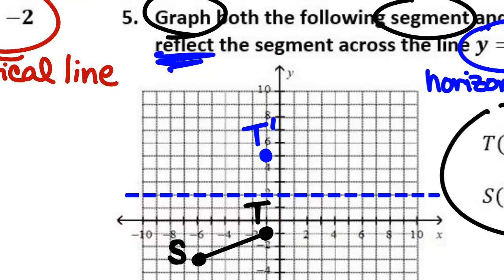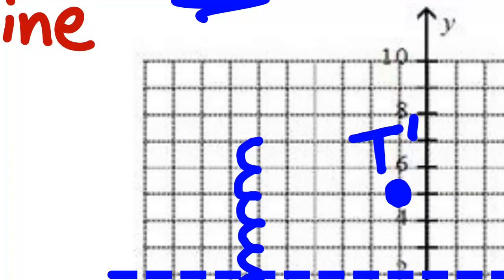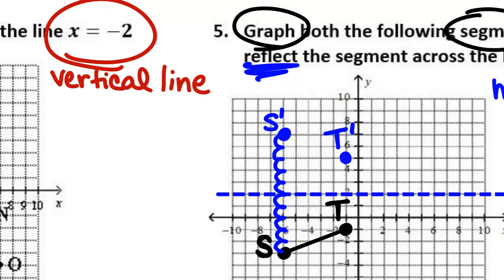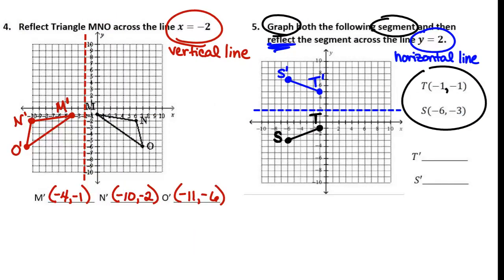How many units away is S from that line? 1, 2, 3, 4. We are 5 units away this way. So then I'm going to go 5 units away on the top side. 1, 2, 3, 4, 5. Right up here is where S prime is going to be. Grab my straight edge and connect those points.